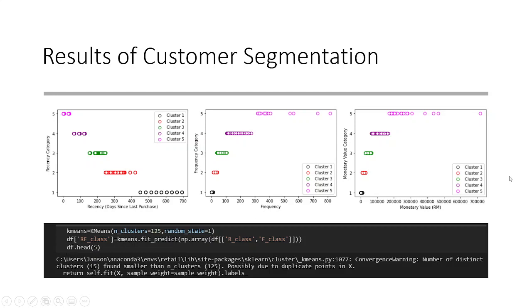And then the code segment here shows the RFM cell clustering. We can see that it shows convergence at 15. So instead of the 125 that I put as maximum, the number of groups already converged at 15. So in short, there are only 15 customer clusters to look at instead of the 125 the RFM method is supposed to produce.